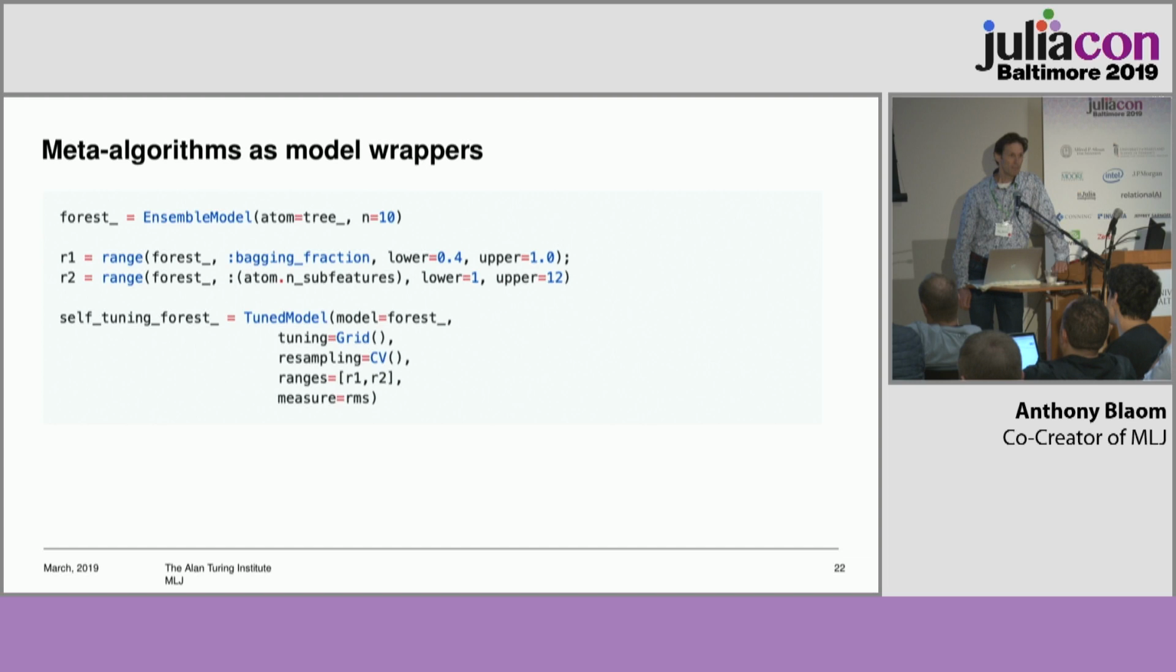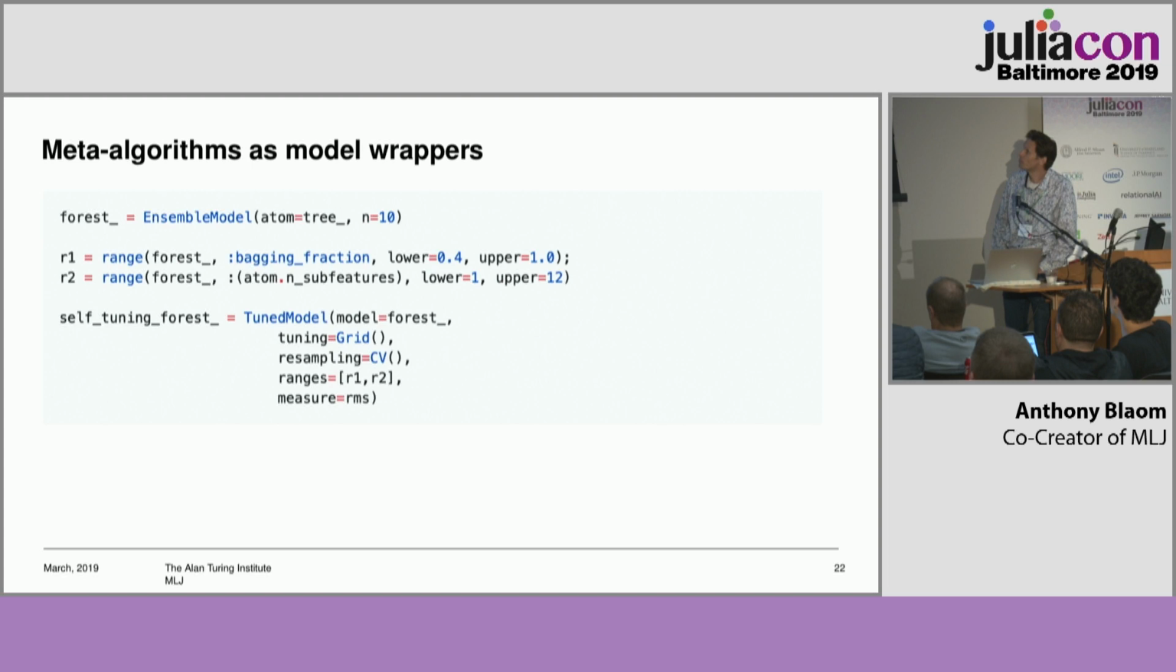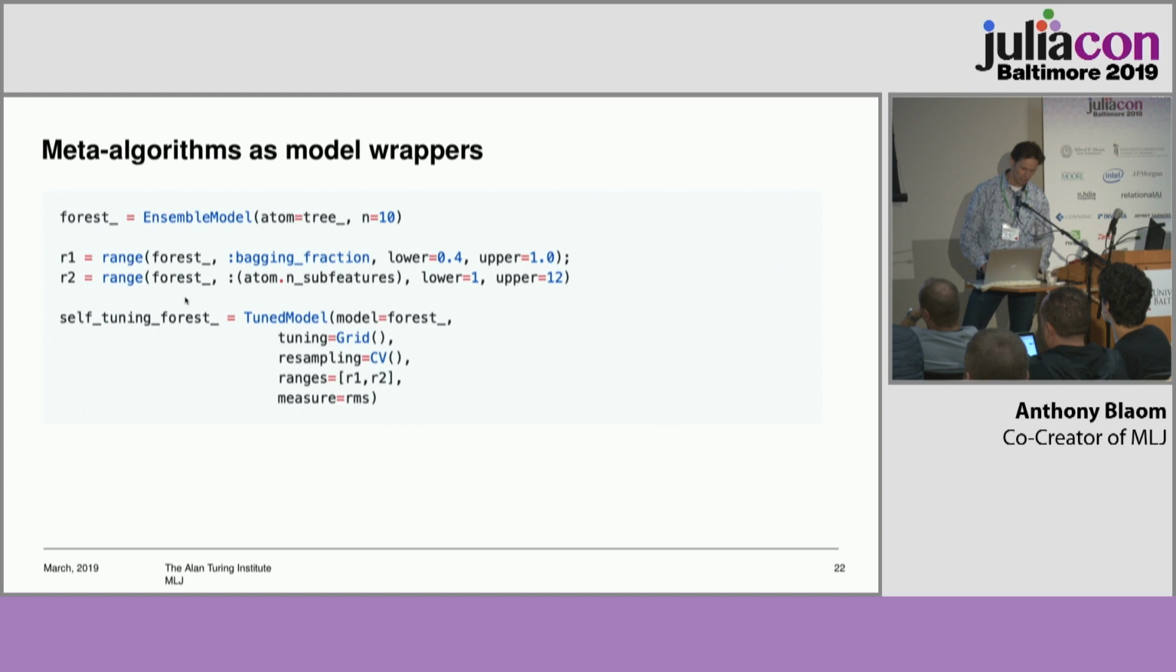What may be less familiar is the idea of implementing tuning as a model wrapper. Let's suppose we have this random forest model and we want to tune it. How would you do that in MLJ? Well, you might start by specifying a couple of hyperparameters that you want to tune. In this case, because our model is a model within models, you have nested hyperparameters, which you handle in a more or less obvious way. Then you wrap the forest in what we call a tuned model, which is basically wrapping your model in a tuning strategy. In this case, it's a grid search, and we're going to estimate performance with a more complicated resampling strategy called cross-validation. Then you specify your measure and your ranges.